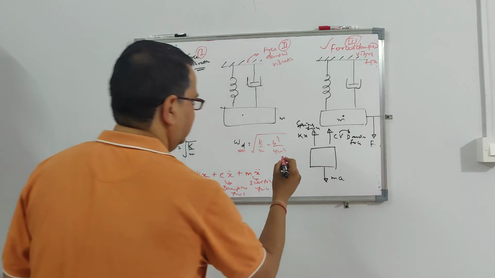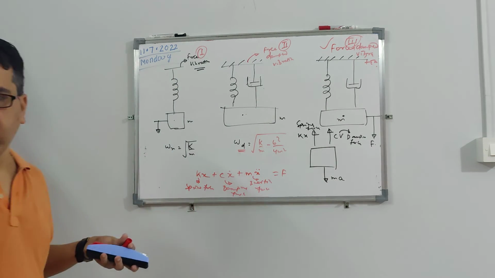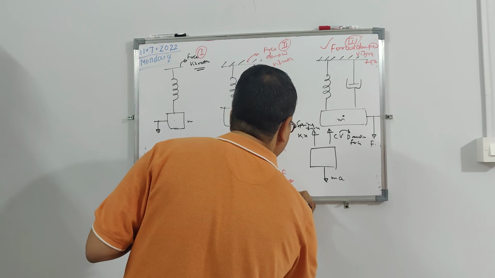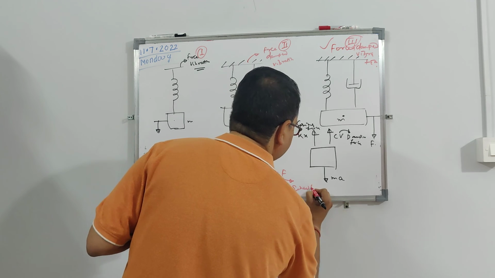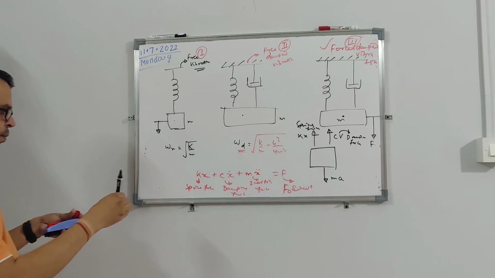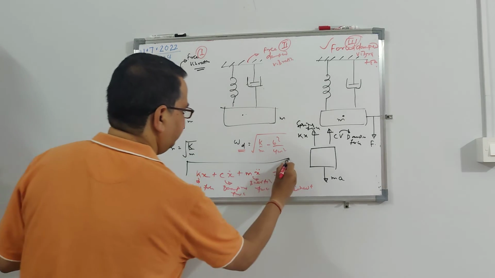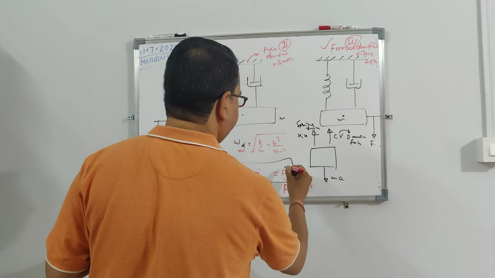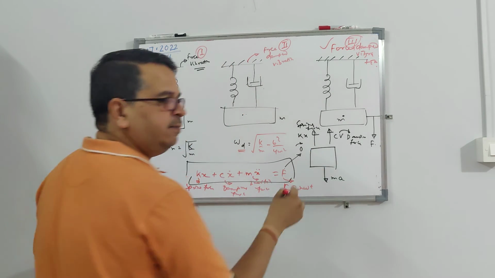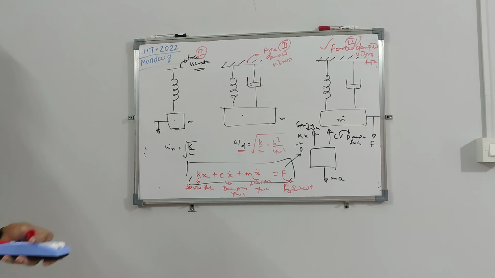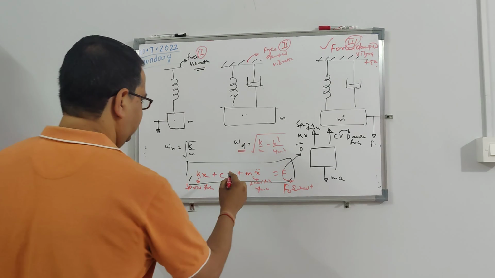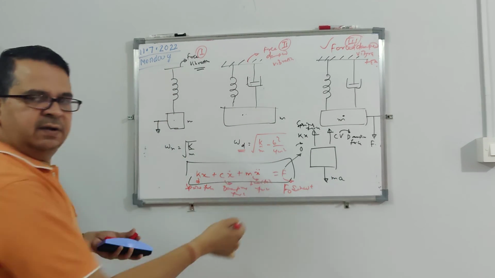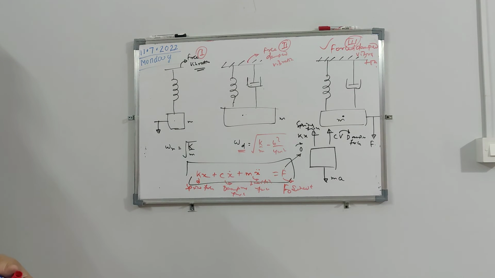This is the inertia force, which is equal to the force acting on it. Normally this force is represented as a sinusoidal force, F0 sin omega t, in most cases. So this is the governing equation of a forced damped vibration. If this force becomes equal to 0, it becomes a free damped vibration because there is no force acting on it.